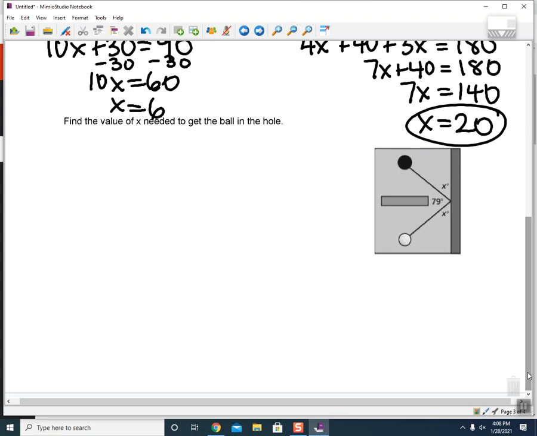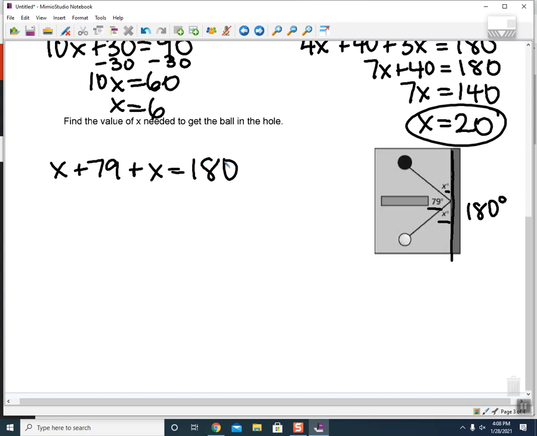All right, last one. Find the value of x needed to get the ball in the hole. So here I have a straight line, right? Straight line means it's 180 degrees. And here's where I started talking about supplementary angles could be 2 or more, right? Here I have x, 79, and another x. I technically have 3 angles that are being put together to form a 180 degree angle. So what that means is that I should be able to do x plus 79 plus x, and that's going to give me 180 degrees.